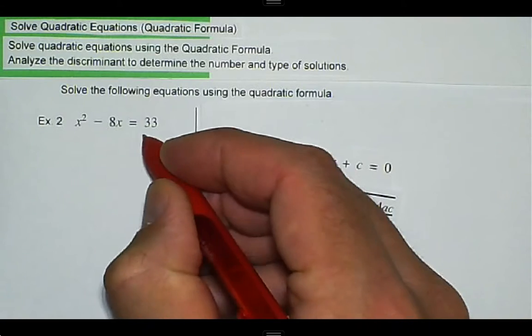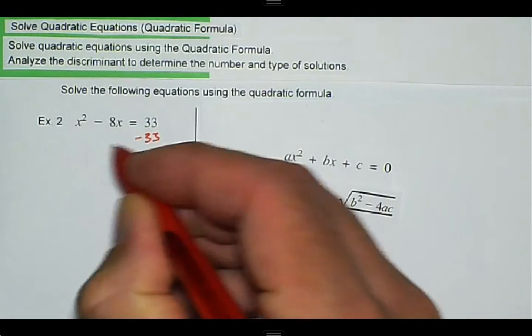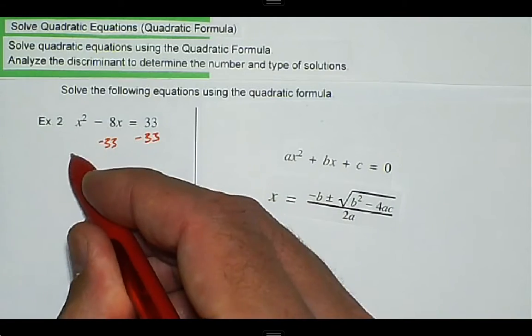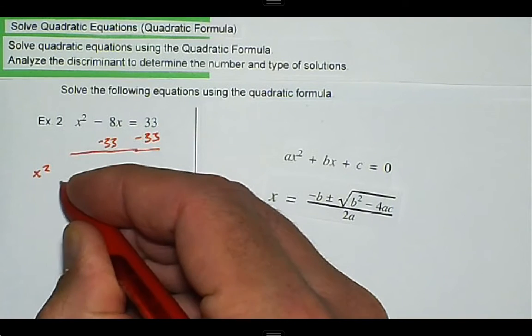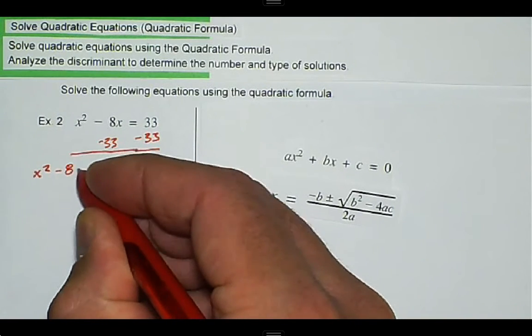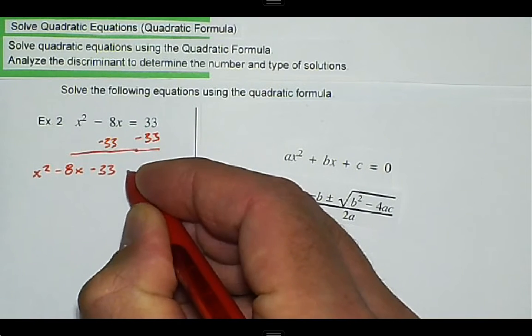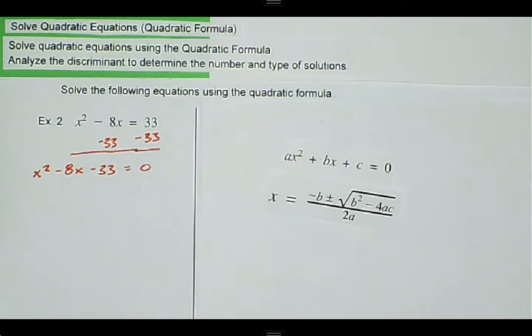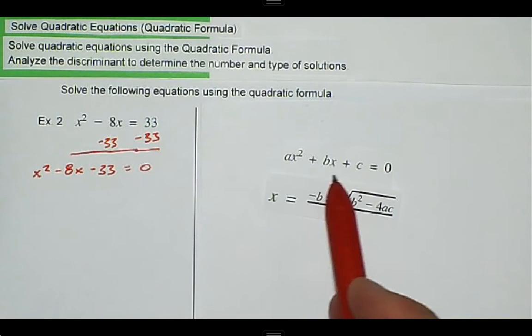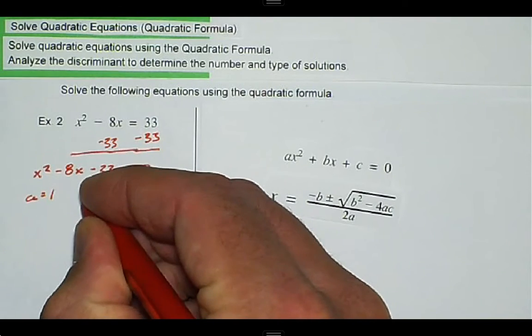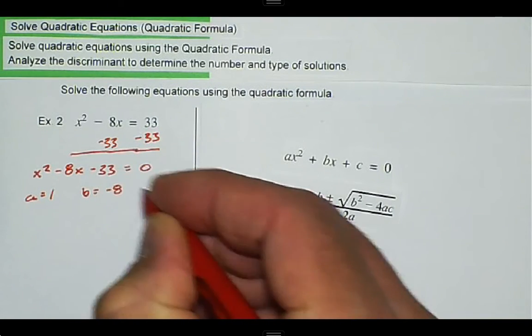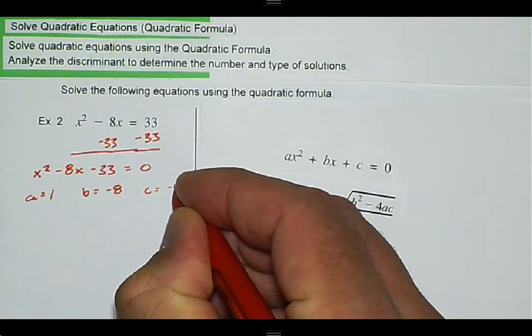What we're going to do first is subtract 33 from both sides of the equation. And then we're going to end up with x squared minus 8x minus 33 is equal to 0. At this point, we can identify a, b, and c based off of the coefficients and the constant. So a is equal to 1, b is equal to negative 8, and c is equal to negative 33.